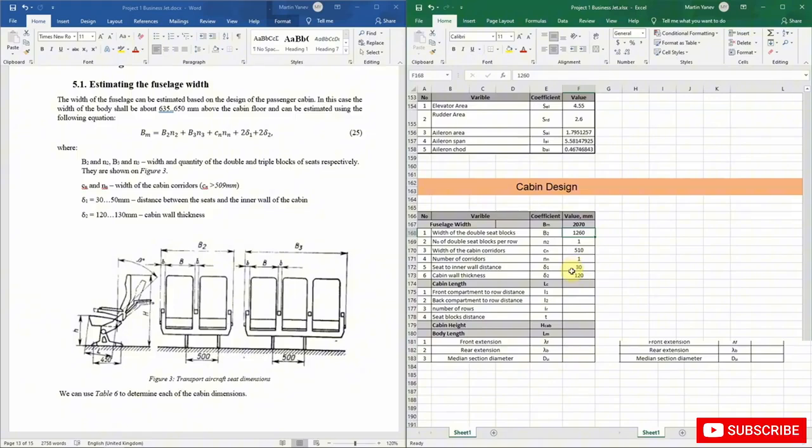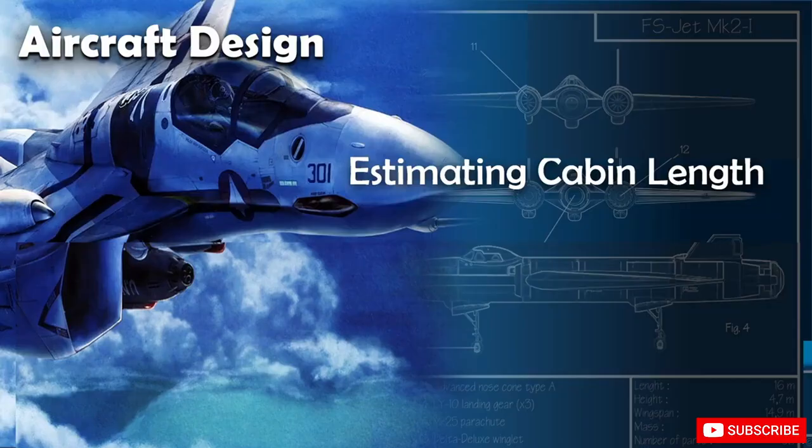Okay, so pretty much that's it, guys. This was the width of our cabin, and in the next section we're going to estimate, as you can see, the cabin length, height, and body length. Okay, so thanks for watching, and I will see you in the next lecture.